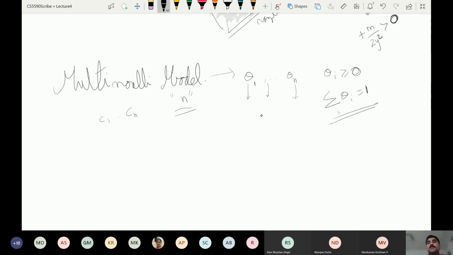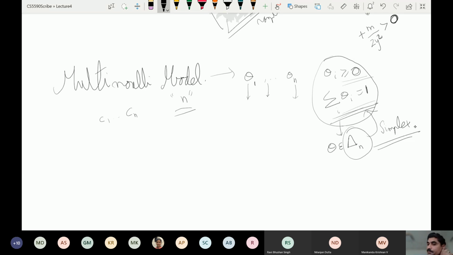Okay, so in short, there is a notation we will give. We will say theta should belong to delta n. So what is delta n? Basically, the set of all numbers which are in n dimensions but are greater than 0 and add to 1. That set is called a simplex. These are just definitions.